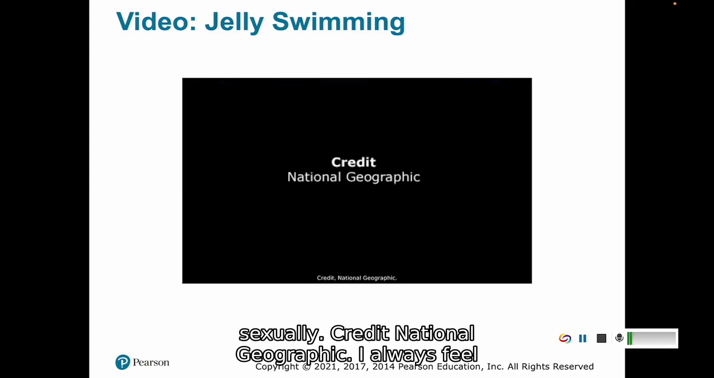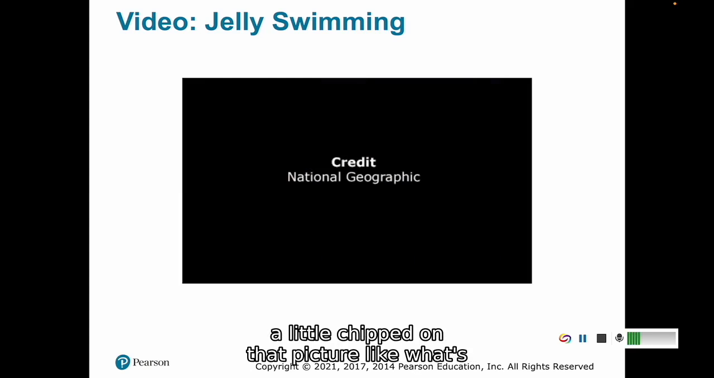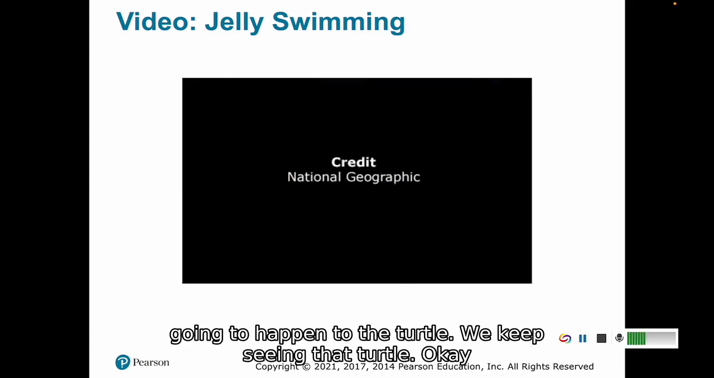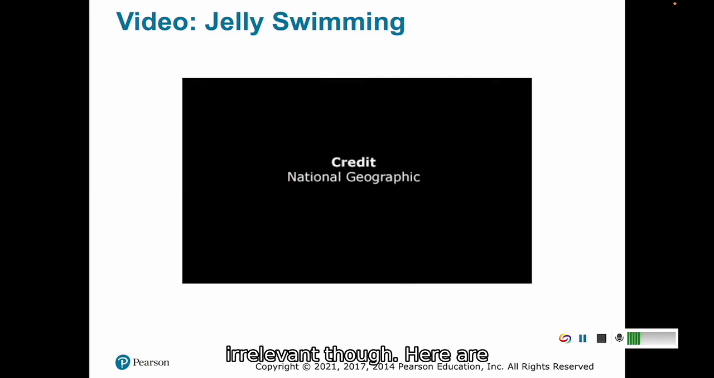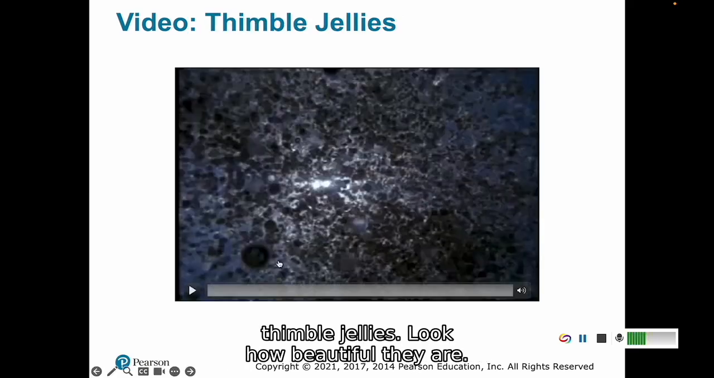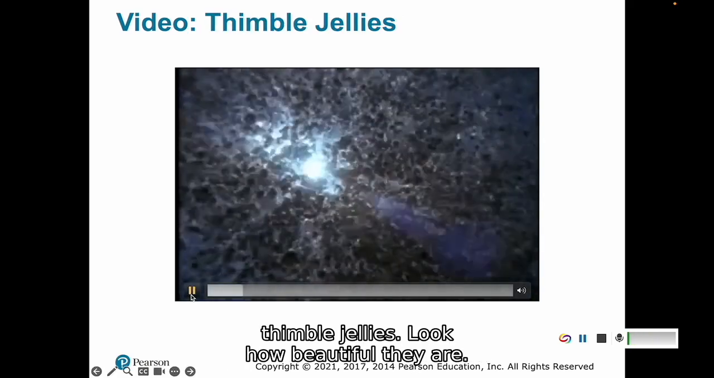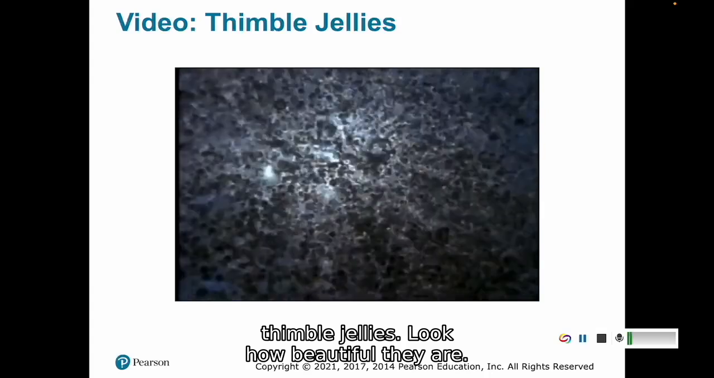Credit National Geographic. I always feel a little worried on that picture, like what's going to happen to the turtle? We keep seeing that turtle. Okay, irrelevant though. Here are thimble jellies. How beautiful they are.